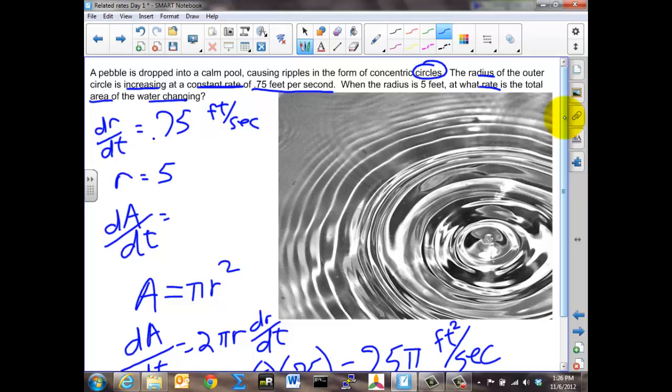Question for you. Why did we put positive 0.75 and not negative 0.75? Because it can't go back. It can't expand inward. Yeah. It can't expand inward, okay?